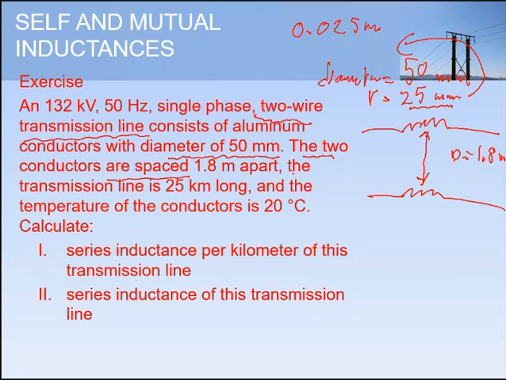Then what's next? Transmission line is 25 km long. So kabel tu sepanjang 25 km long. And the temperature of the conductors is 20 degrees C. Okay. And we have the rated base dia kan, the 132 kV and the 50 Hz. Okay. So dalam ni kita nak apa nak kena buat? So kita nak cari series inductance per kilometer of this transmission line. So at the end apa yang kita nak cari sebenarnya?